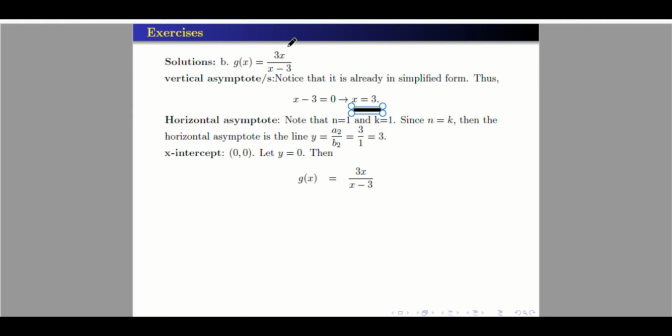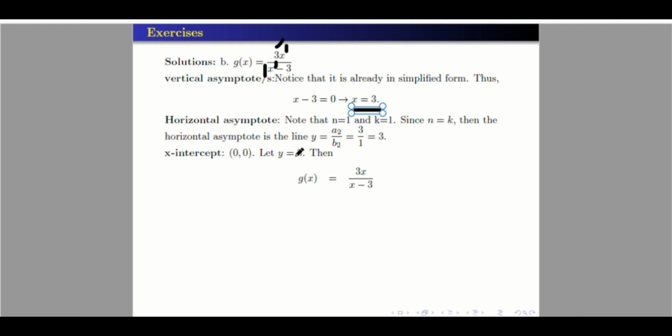For the horizontal asymptote, the degrees are equal, 1 and 1. Since they are equal, we just need to get the ratio of the leading coefficients. The leading coefficient of the numerator is 3. The leading coefficient of the denominator is 1. So 3 over 1 is 3. So the horizontal asymptote is y equals 3.